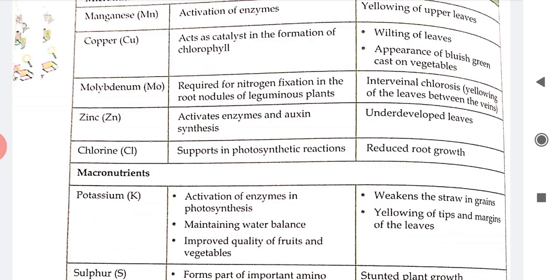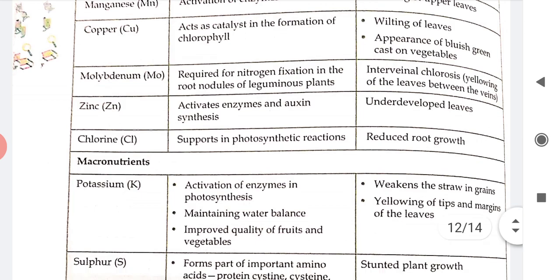Now zinc. Zinc activates enzymes and auxin synthesis. Yes, auxin is for the growth of the plant. So zinc activates the enzymes, and it also controls the synthesis of auxin. The deficiency of zinc, you know that if auxin is a growth hormone, then it affects the growth of the plant. So the deficiency includes underdeveloped leaves.